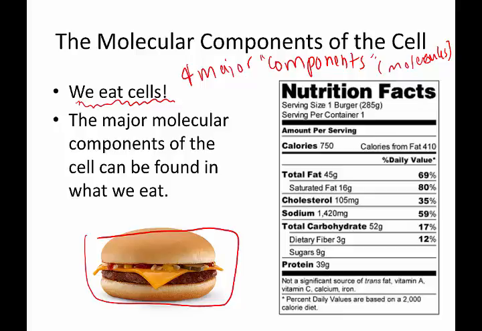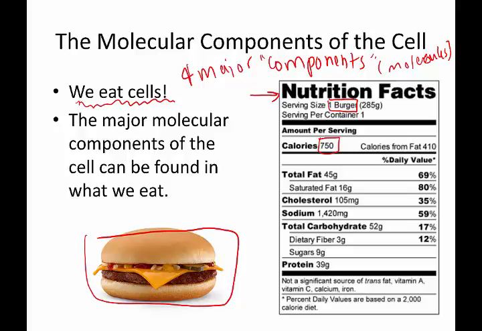So if we looked at something like the nutrition facts, we actually start seeing what those 4 major molecules are. So here again, we're looking at the nutrition facts. Here for one hamburger, it has 750 calories. So as we're going to see, a lot of the major molecules of life provide energy for the cell or for the organism. And here that energy is represented in calories. So now let's actually look at the components of this hamburger right here.